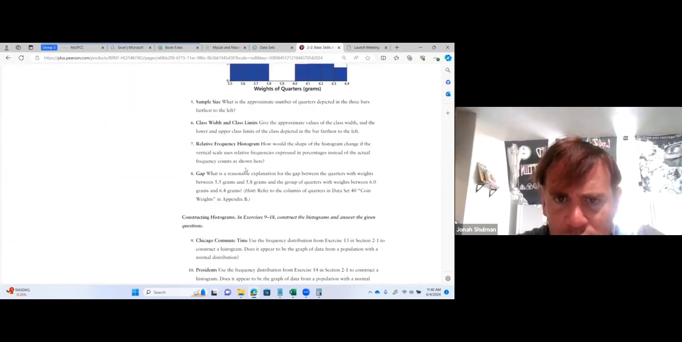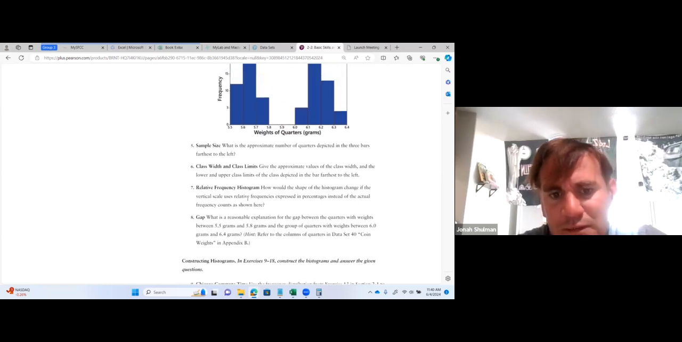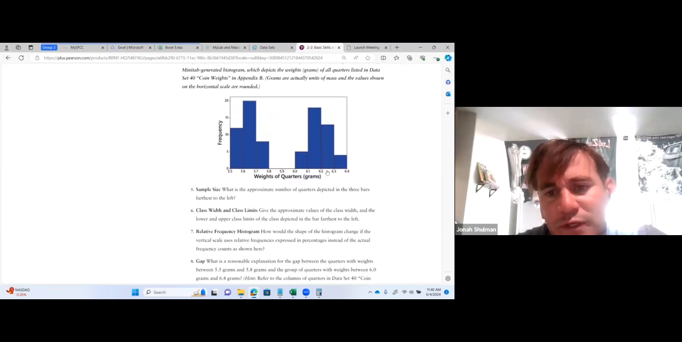Okay. What is a reasonable explanation for the gap between the quarters' weights? And the group of quarters weighs between 6 and 6.4. Okay, what is reasonable for the gap between quarter weights at 5.5 and the group of quarters with weights around 6? Okay, so basically these are different years.